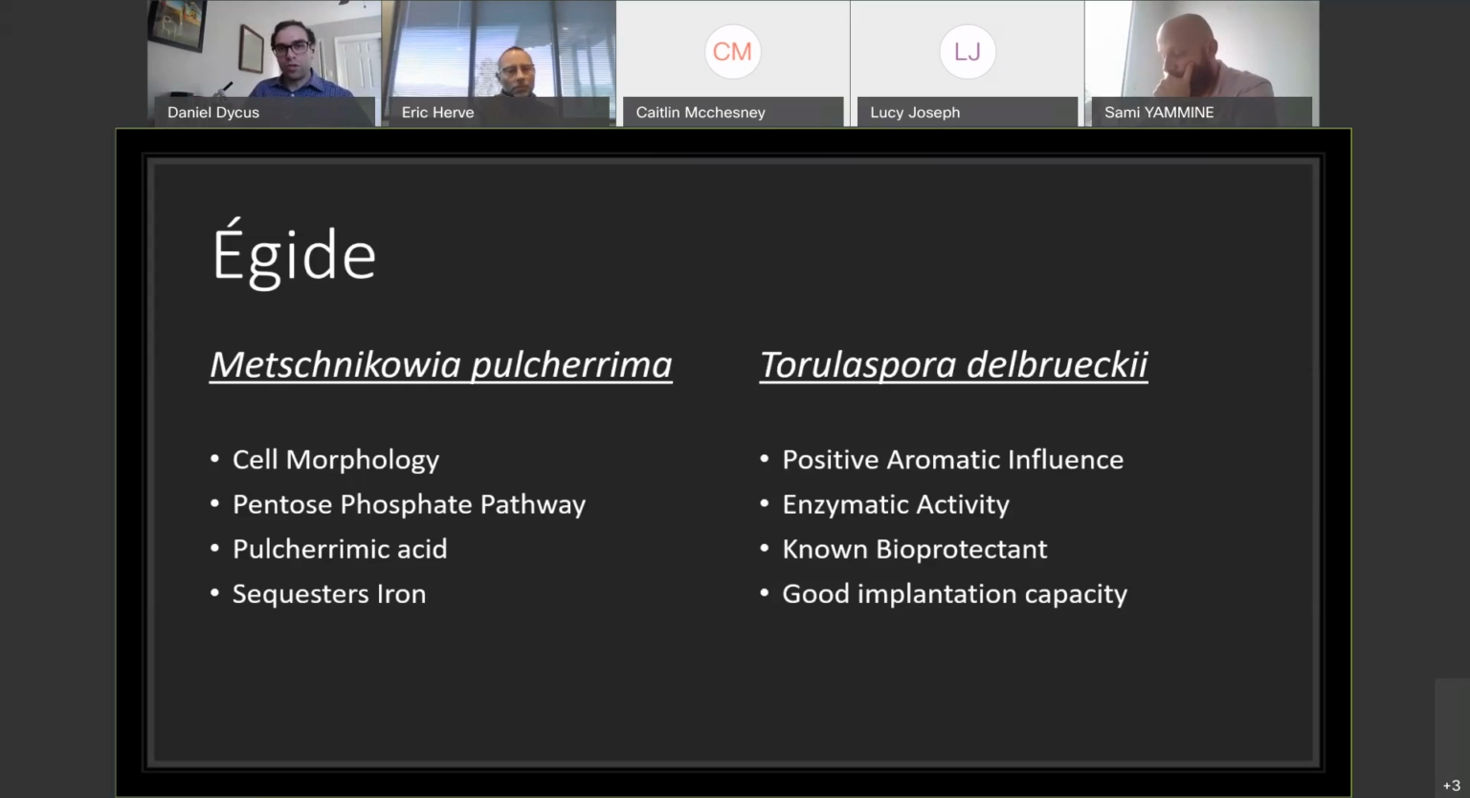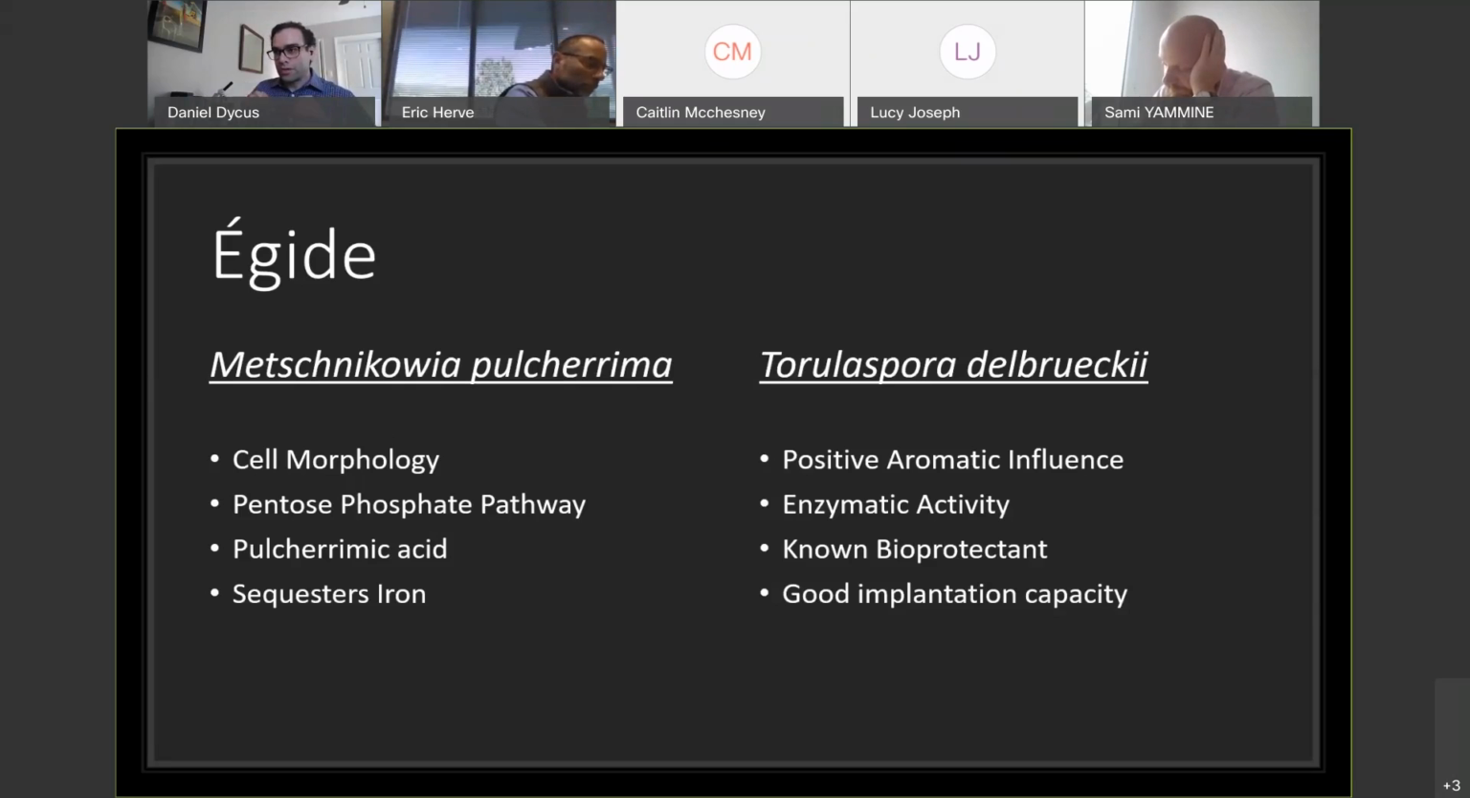The Torulaspora was part of an alpha project that we did. It has a positive aromatic influence. There's some weak proteolytic activity that Linda Bisson illustrated maybe 10 years ago. It's a known bioprotectant and has good implantation capacity.